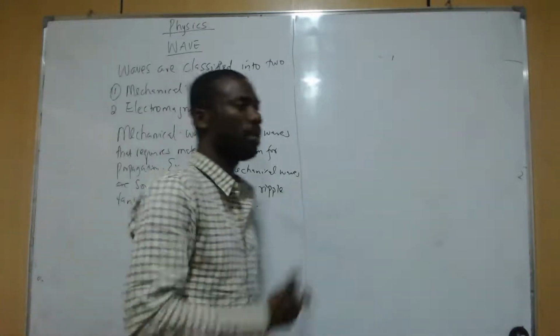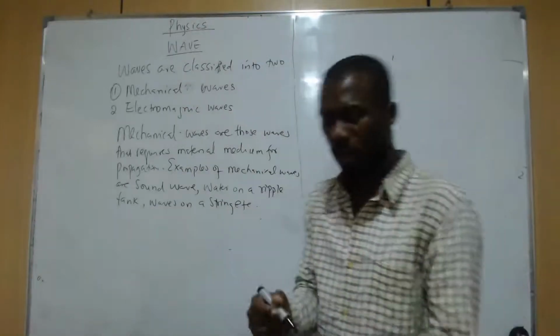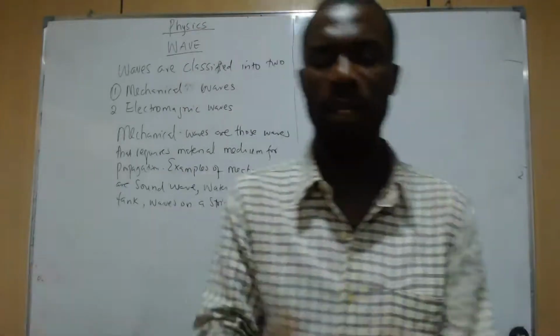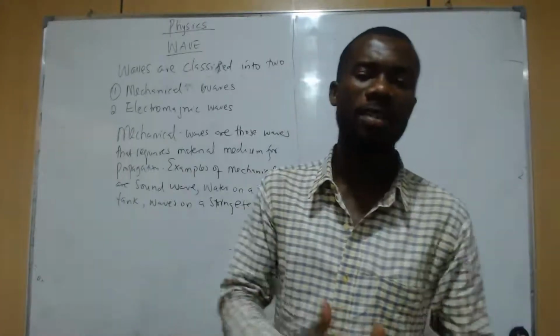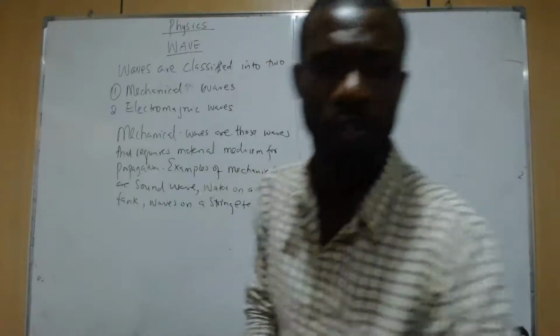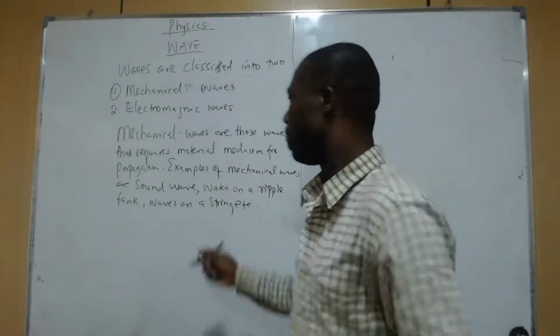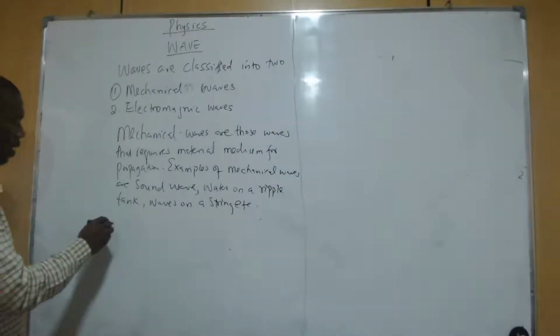Now, these waves are being produced as a result of disturbance. For instance, when you clap your hands, two things are happening. One, there is compression and rarefaction, and this also produces a wave. On the other hand, we have electromagnetic wave.